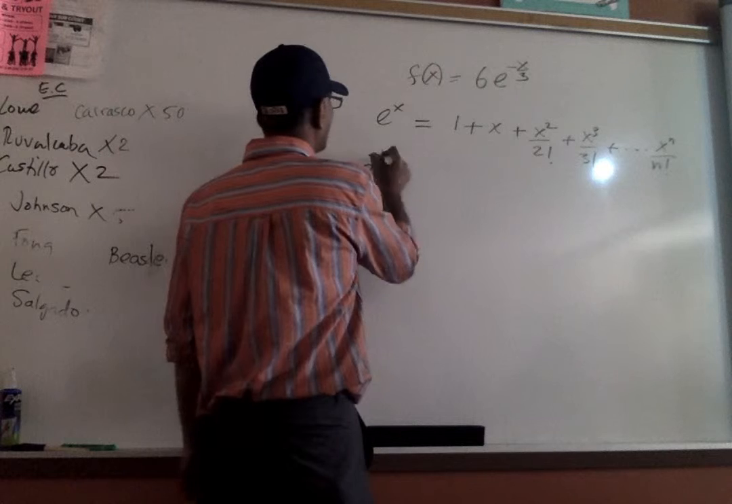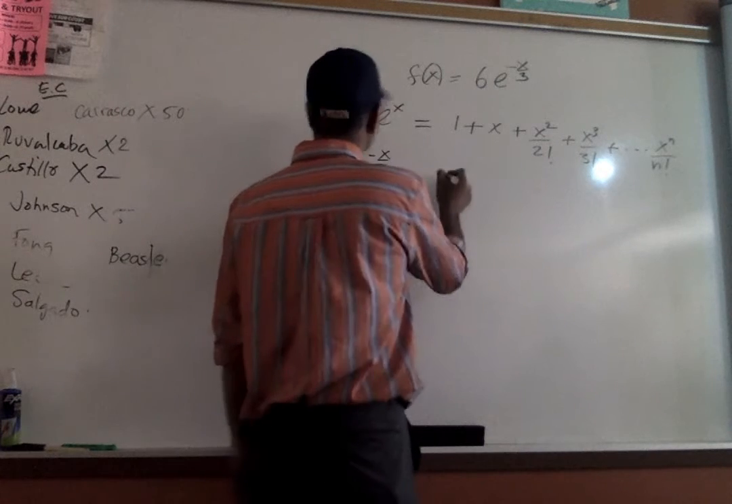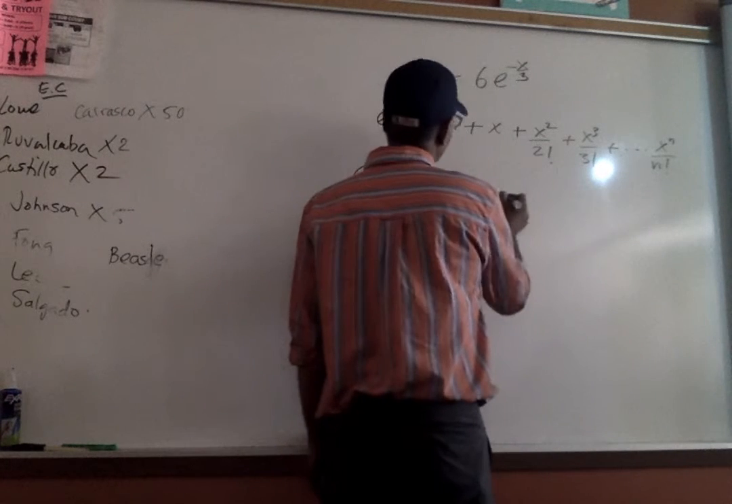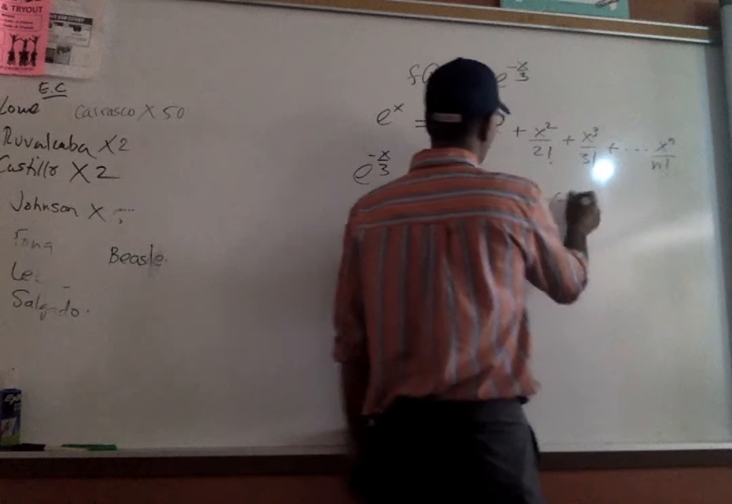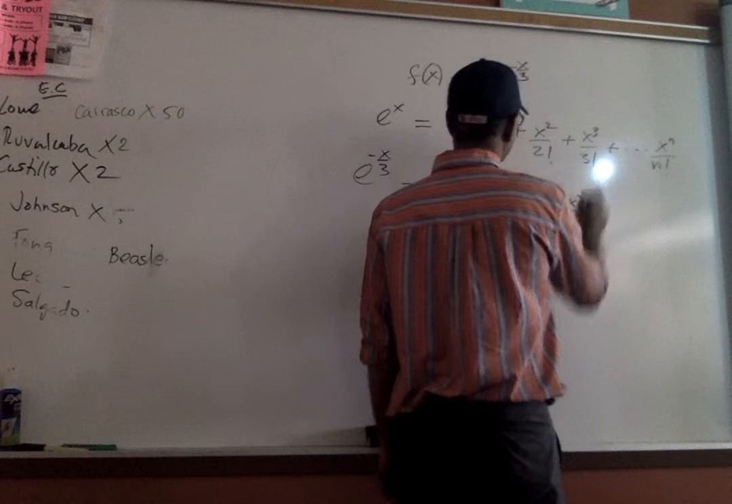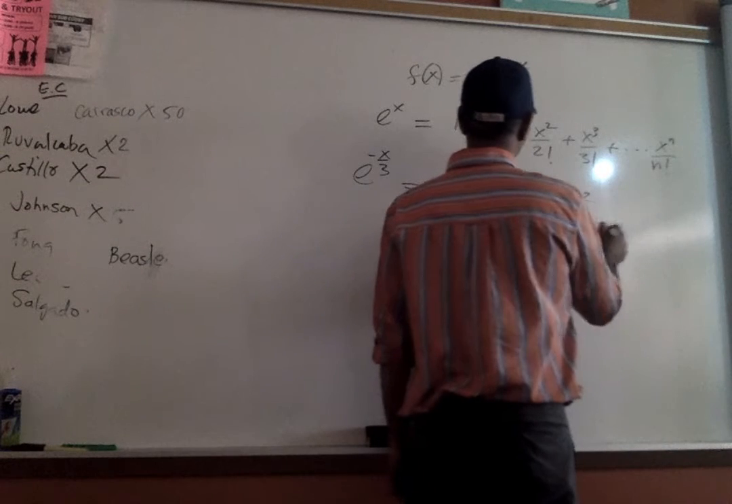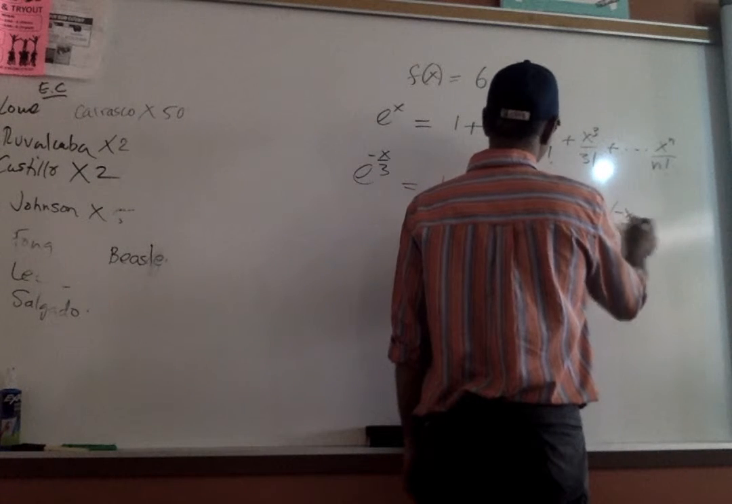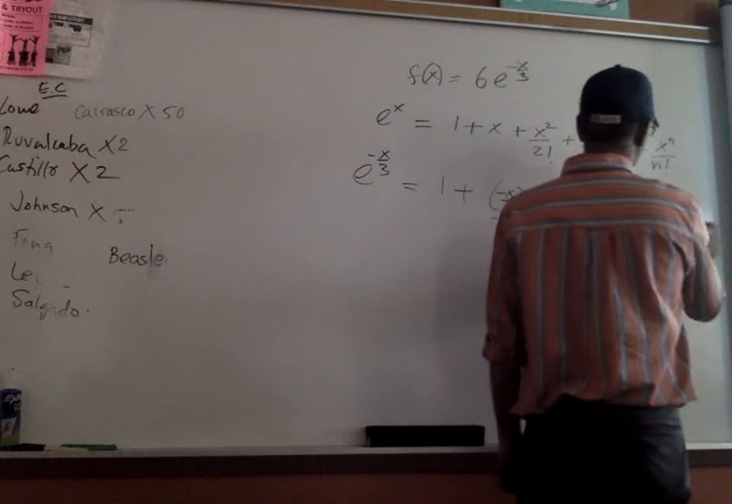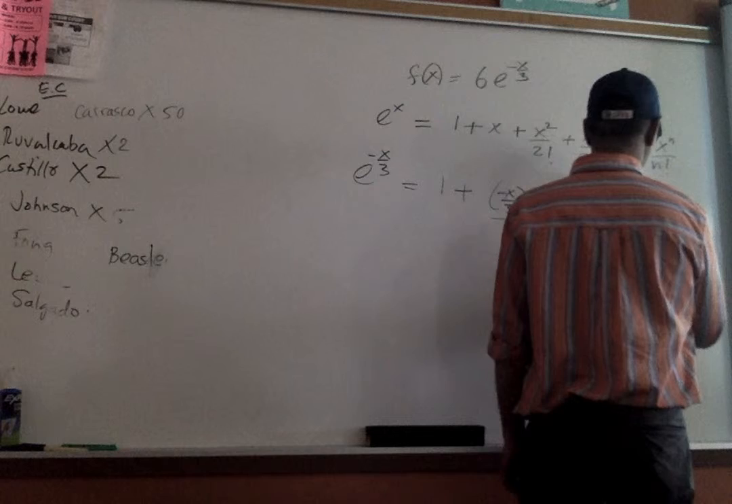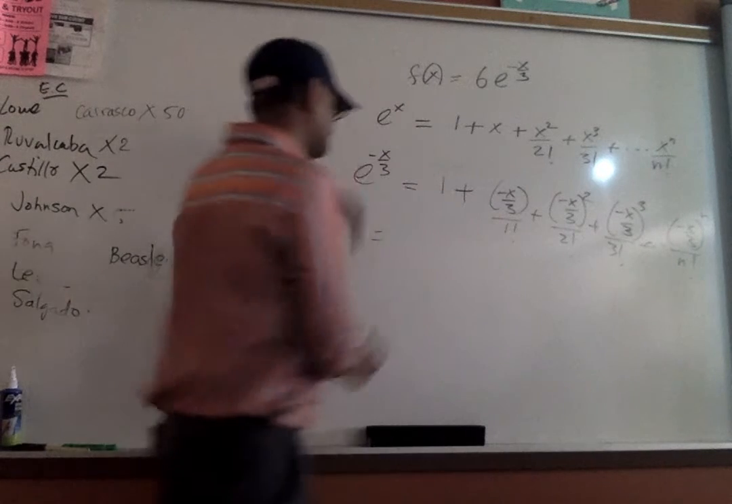So, e to the power of negative x over 3. I'm going to replace every x. Please show the work. Please, Eunice, show the work. Negative x over 3 over 1 factorial. Please, don't skip steps. Marzu, you'd better be using parentheses. Plus dot dot dot negative x over 3 to the power of n over n factorial. Look down, please.